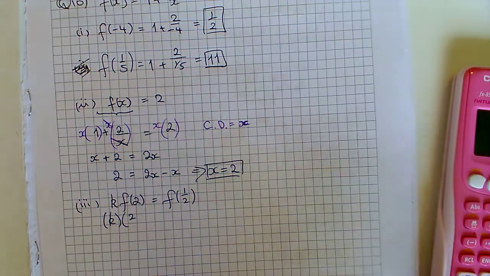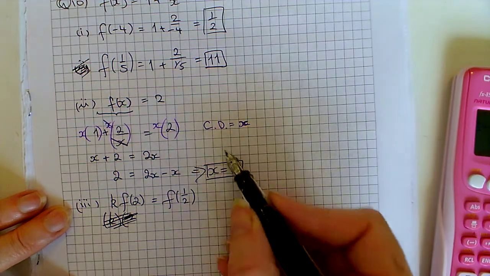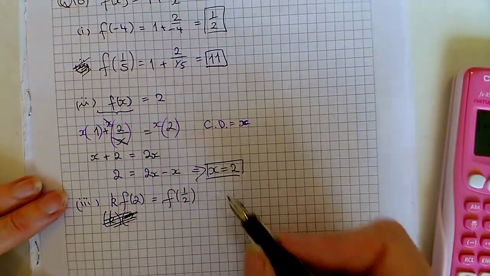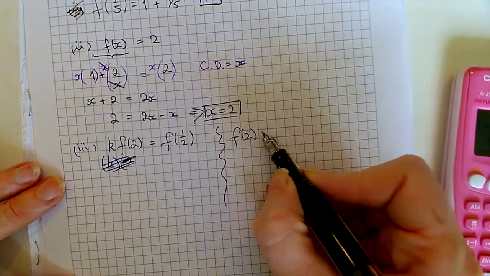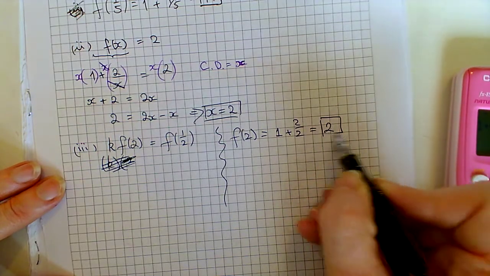Oh, I apologize, guys. No, we were told the output of that. Oh, that's the same thing. When the input is 2, the output is 2. We could skip a step, but let's just do it as if it's a completely new question. f of 2 is 1 plus 2 over 2, which is 2.